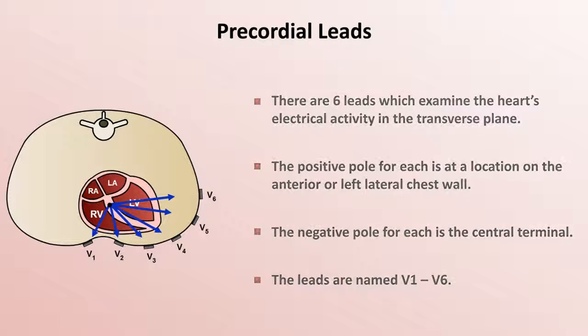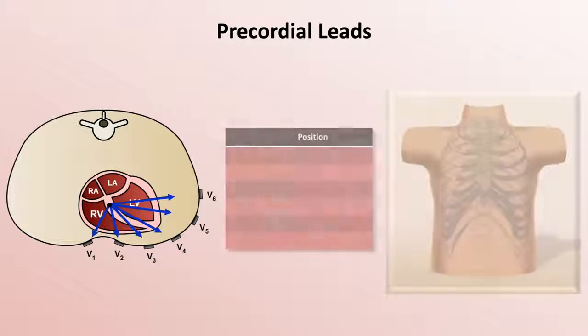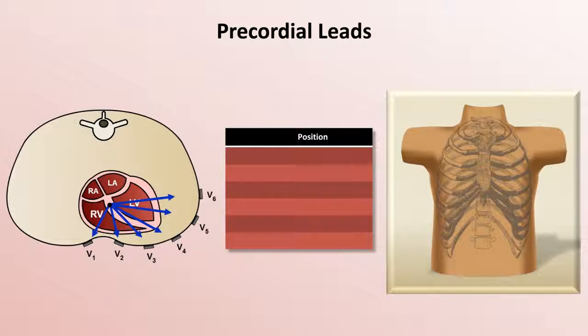The specific location to place the electrodes for the precordial leads is very important. Electrode V1 should be placed in the 4th intercostal space, just to the right of the sternum. Electrode V2 should be placed in the 4th intercostal space, just to the left of the sternum. V4 goes in the 5th intercostal space in the mid-clavicular line.